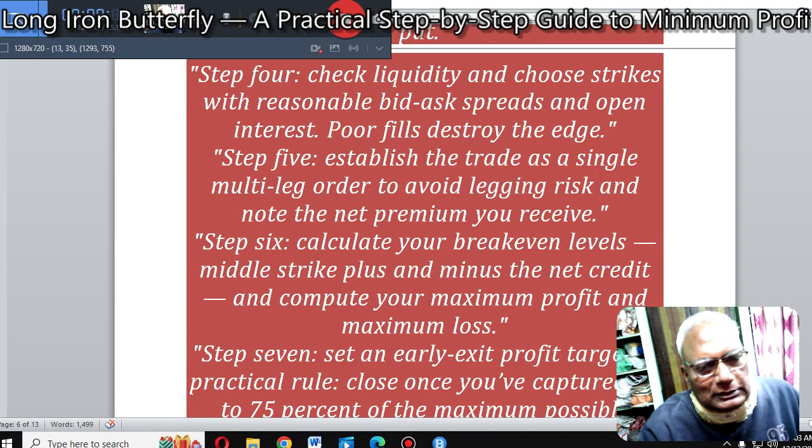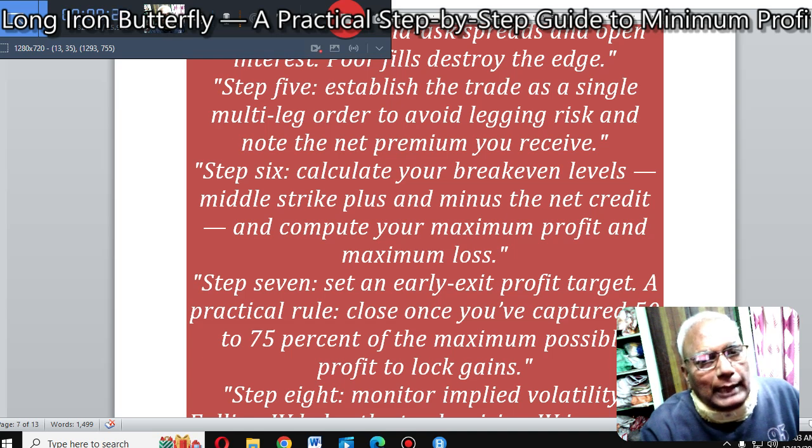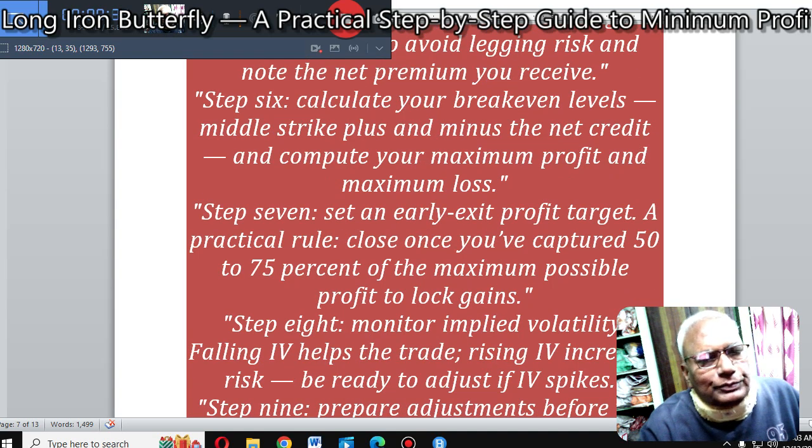Step 6. Calculate your break-even levels, middle strike plus and minus the net credit, and compute your maximum profit and maximum loss. Step 7. Set an early exit profit target. A practical rule: close once you have captured 50 to 75% of the maximum possible profit to lock in gains.